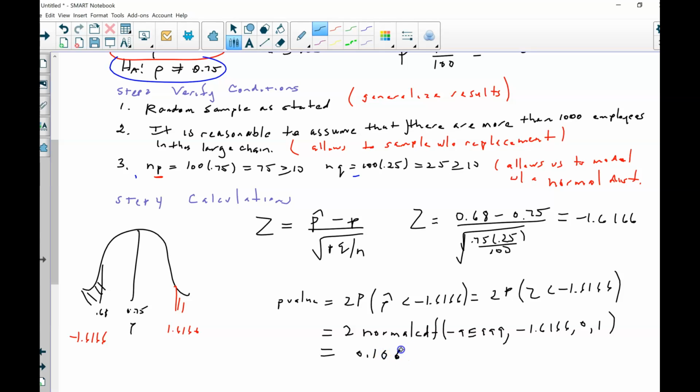Sorry about this. This is 0.106, but it's not typing well. Again, I have to recalibrate the pen later today.